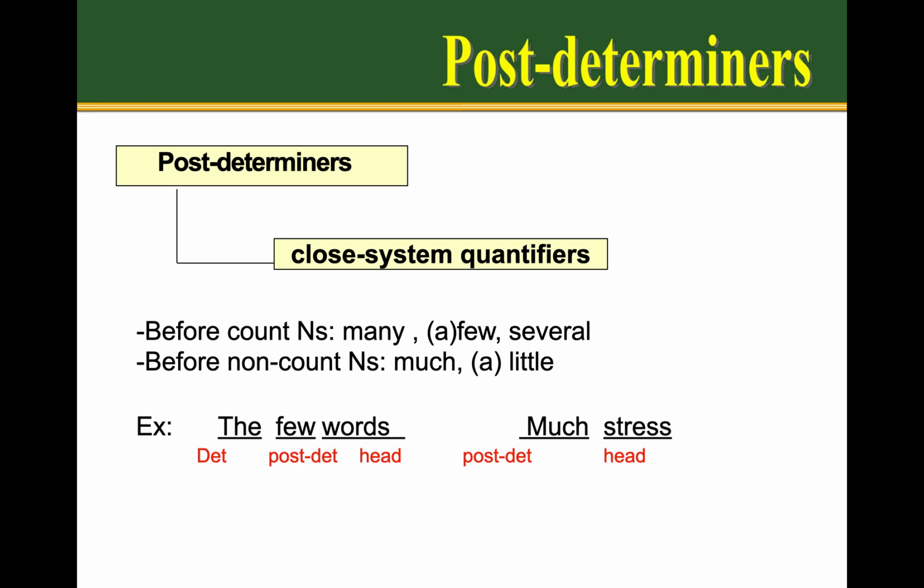Post-determiners can come as closed system quantifiers. These are quantifiers to which we cannot add any other thing. For example, many, a few, several, especially when they come before countable nouns. Sometimes those that come before non-count nouns like much, little, and a little. The few words: the is a central determiner, few is a post-determiner. Much is a post-determiner, stressed. We have a zero determiner before much.